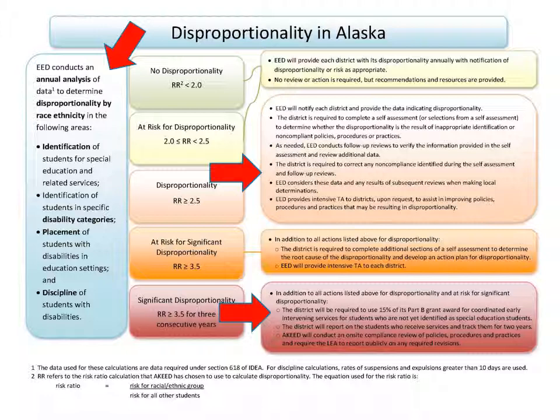Disproportionality, again, is defined as a risk ratio analysis. For Alaska, our stakeholders determined that in order to be considered disproportionate, your risk ratio has to be equal to or above a risk ratio of 2.5. When that happens, there are specific activities that then are going to be required of the district.